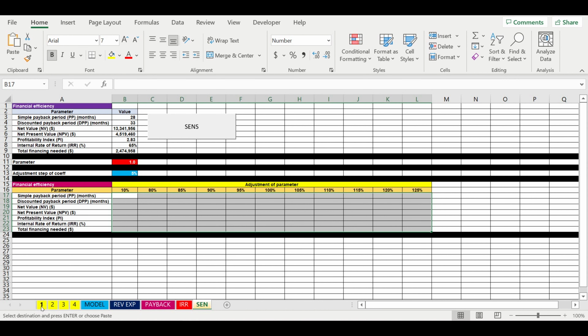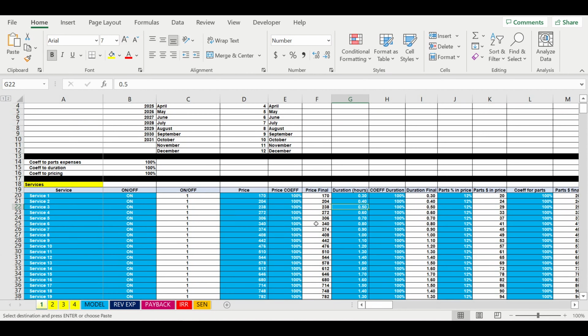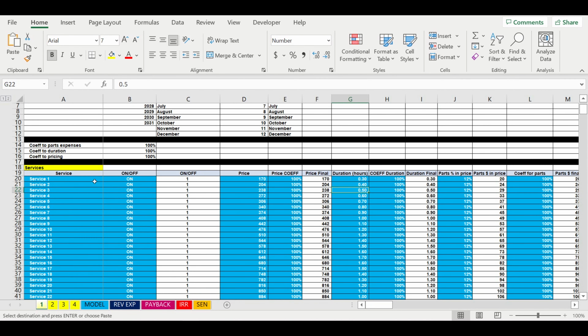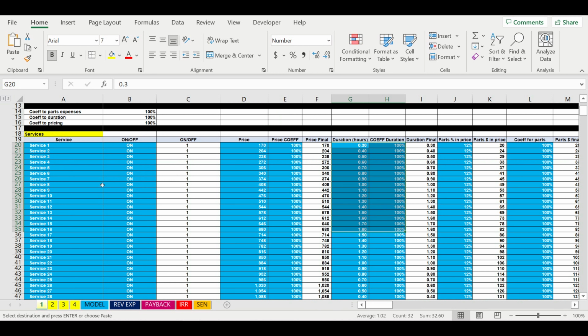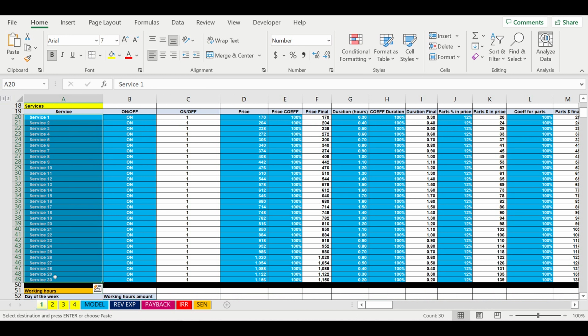So let's start from the very beginning. We have a rule in our model that all inputs are colored with this blue color. All other cells are automated, so we don't need to adjust any formulas. We start with the naming of all our services for each workplace. For this workplace we have these types of services, so we can switch them on and off to include them or exclude them from calculations.